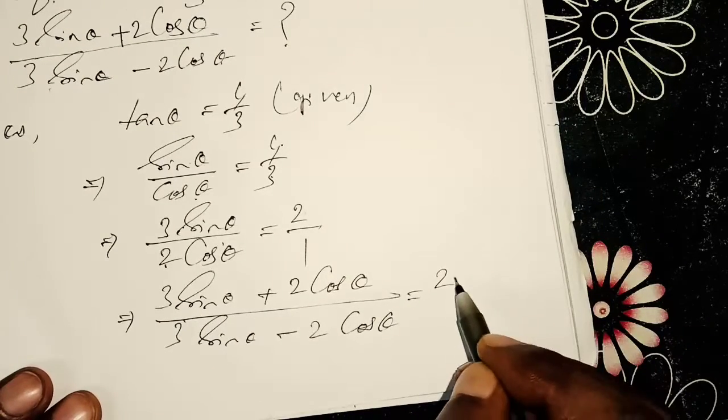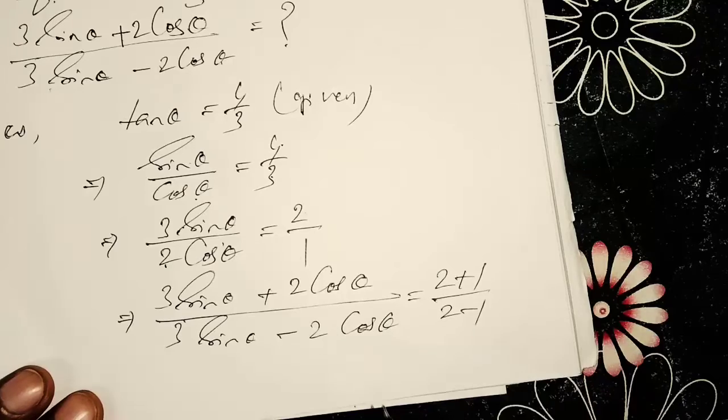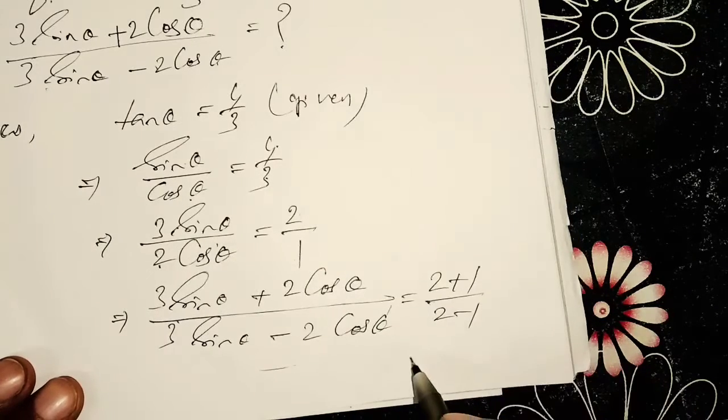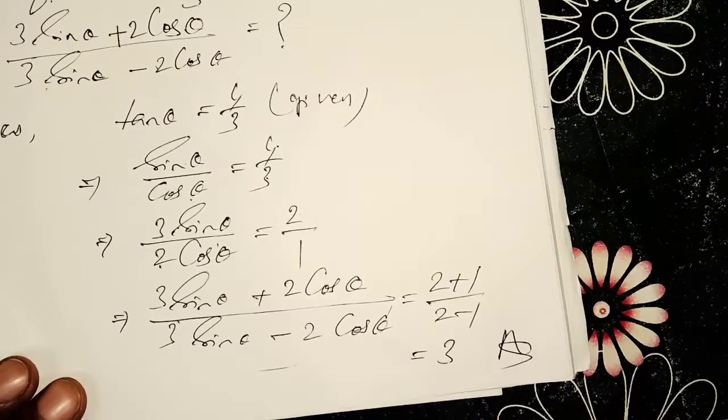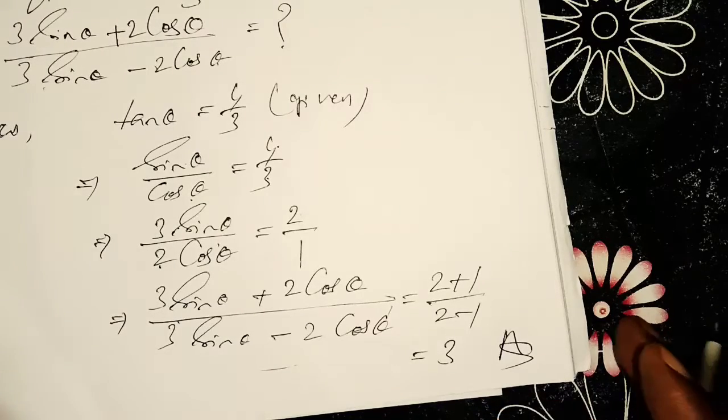And this side will be the same thing, 2 plus 1 by 2 minus 1. And how much value are you getting? 3 by 1 means the answer is 3. Okay, the tan theta value is given, you have to find it out.